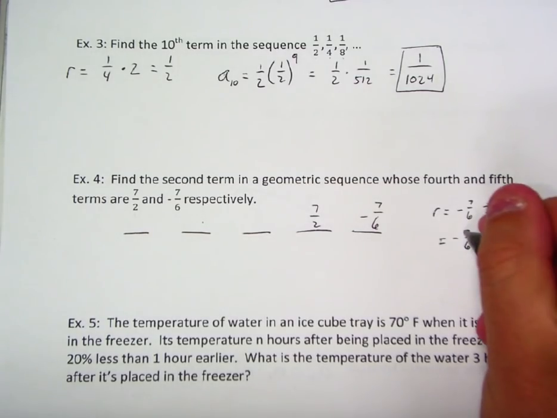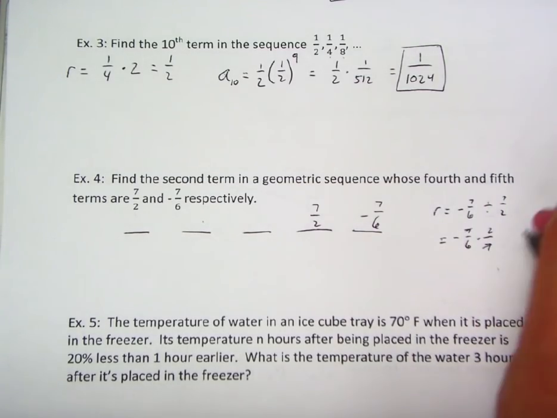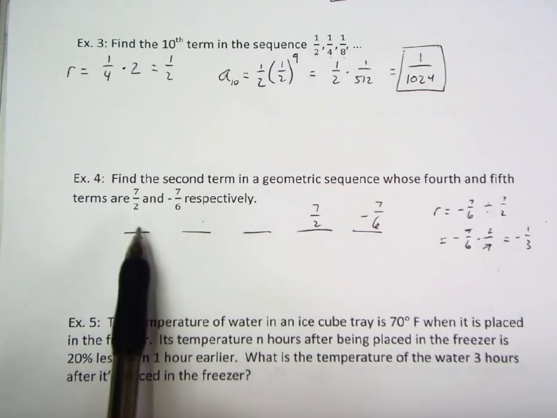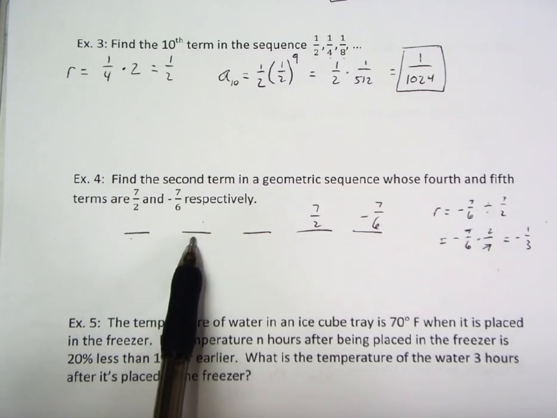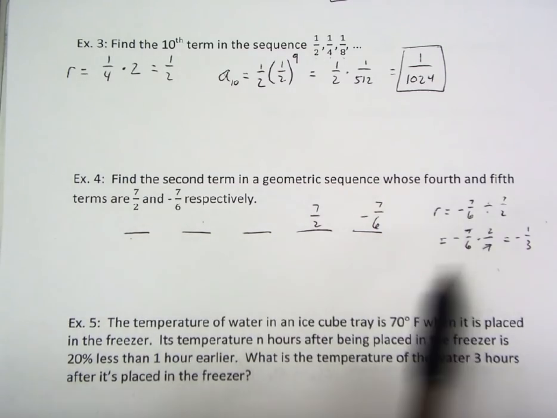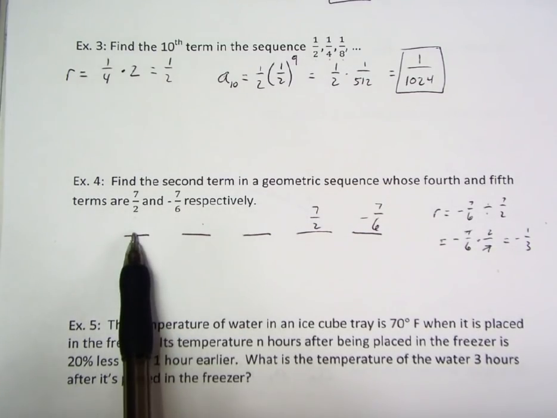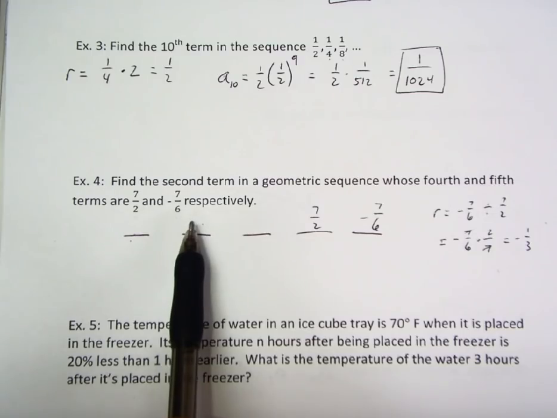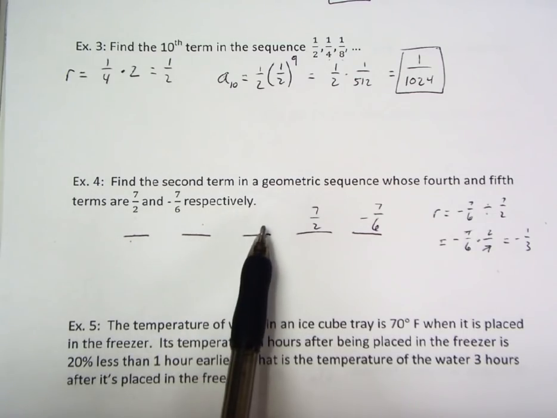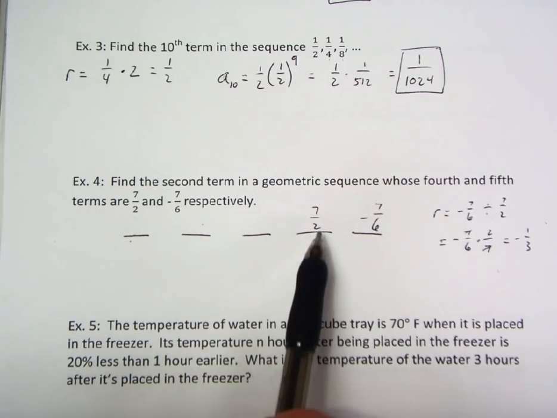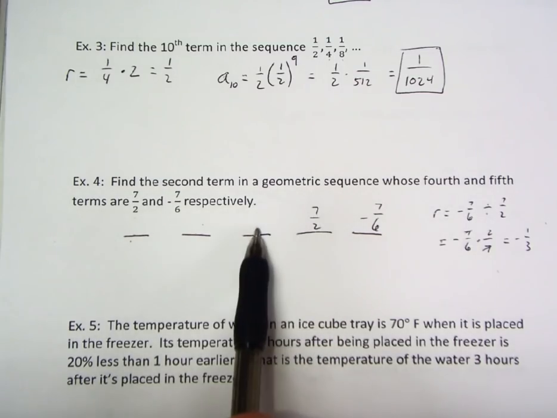7's cancel. And we get -1/3. So that's R. So now think about this. That means that from the first term, to the second term, to the third term, to the 4th, to the 5th, we're multiplying by -1/3 every single time. So whatever this number is, I'd multiply by -1/3 to get here, times -1/3 to get here, times -1/3 to get here. What that also means is to go backwards, divide by -1/3.